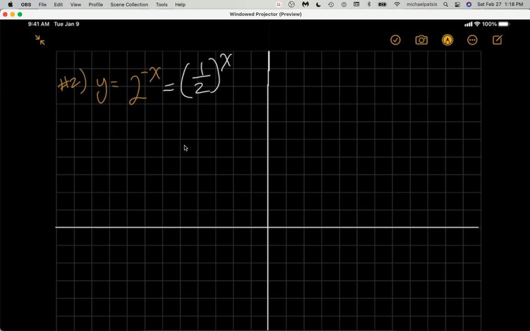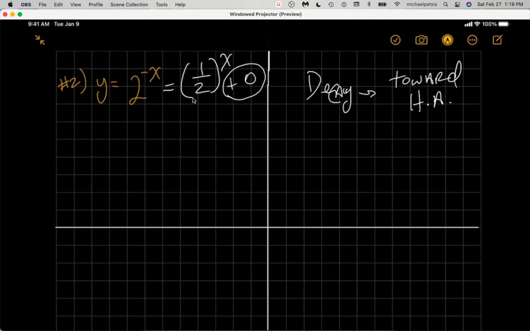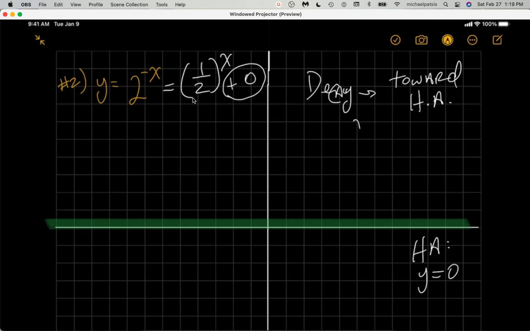Is our base legal? Answer yes. This is positive. It's not equal to 1. It's not equal to 0. But we notice it's a fraction. Therefore, this is a decay problem. That immediately tells me that the graph, as we move from left to right, is going to go toward the horizontal asymptote. Where is our horizontal asymptote? Well, there's a hidden plus 0 there. Our horizontal asymptote is going to be the x-axis, and we're going to label that as the HA, y equals 0.